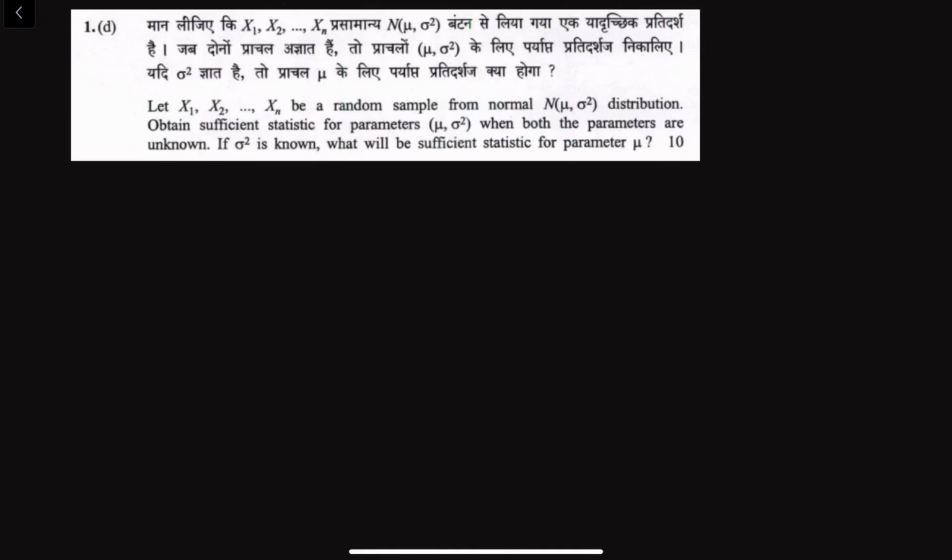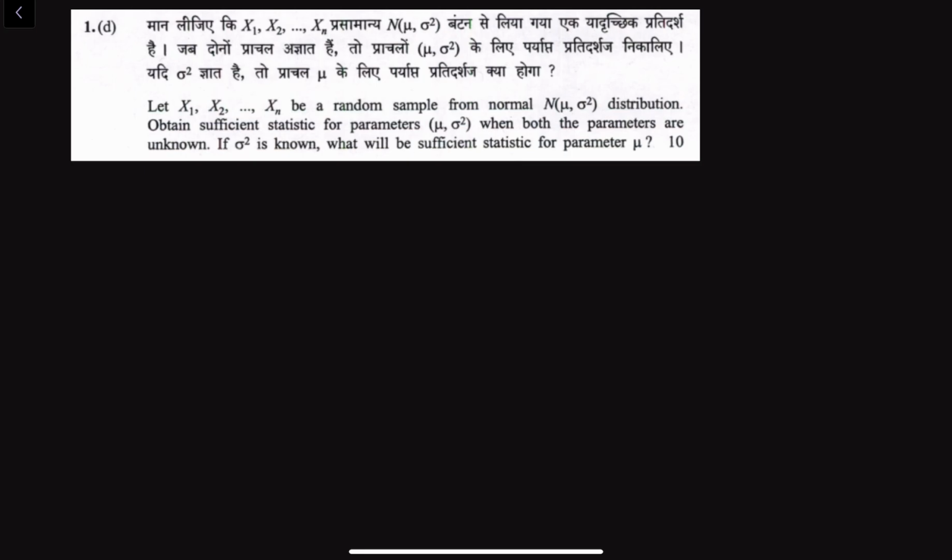In this video, I'll be solving the fourth part of the first problem of UPSC Civil Services Mains 2025 Statistics Optional Paper 1. So we were given X1, X2 and so on Xn, a random sample from a normal distribution with parameters mu and sigma square. We have to obtain the sufficient statistics for parameters mu and sigma square when both parameters are unknown. And if sigma square is known, then what will be the sufficient statistic for mu?